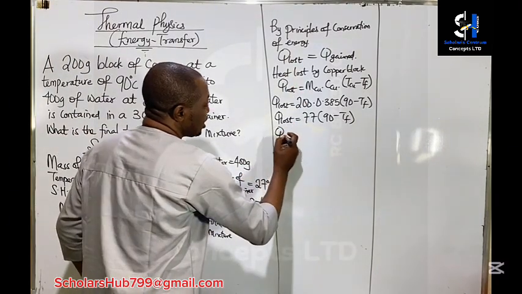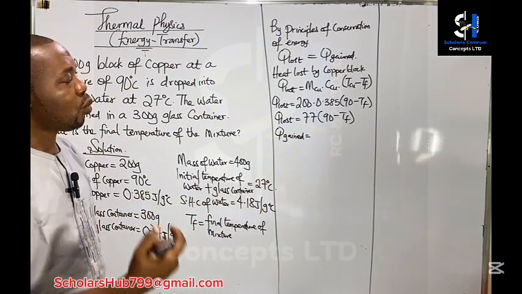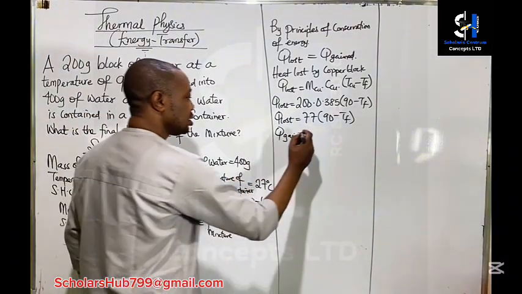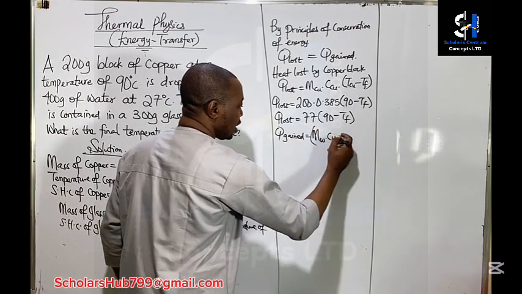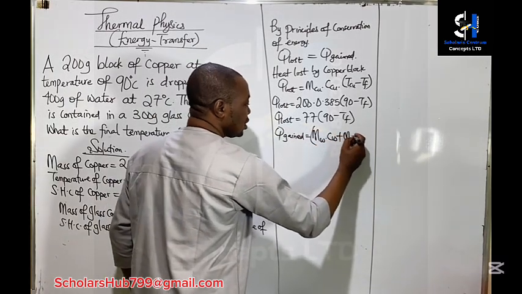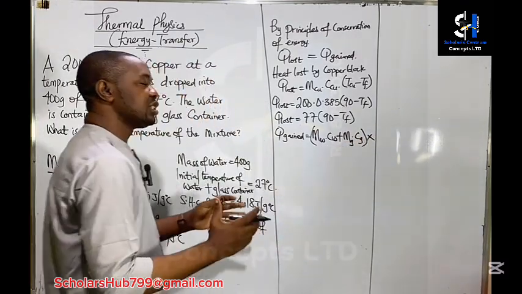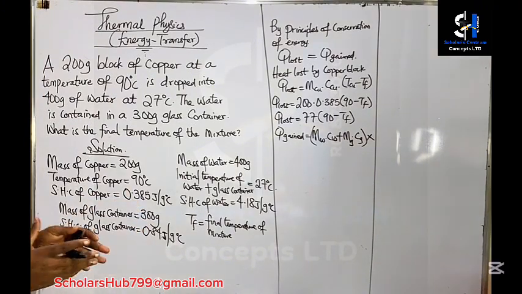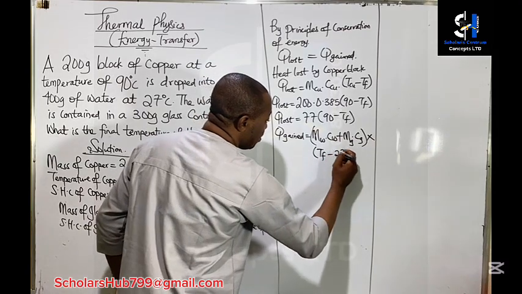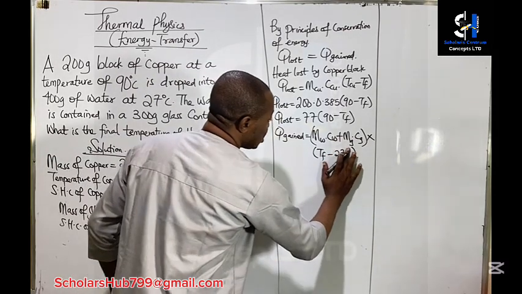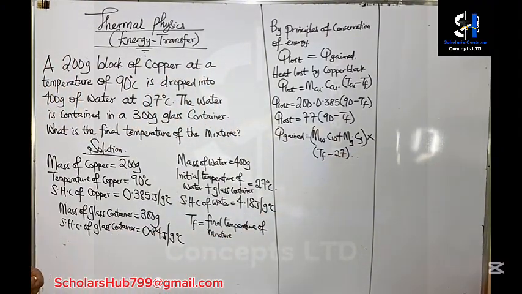Now, heat gained. We have heat gained by the water and the glass container. That will be the mass of water multiplied by the specific heat capacity of water, plus the mass of the glass container multiplied by the specific heat capacity of the glass container. Then multiply by the temperature difference, which is the same for water and the glass container. That will be the final temperature minus 27 degrees Celsius, which is the initial temperature of the glass container and water. All right, so this is it.